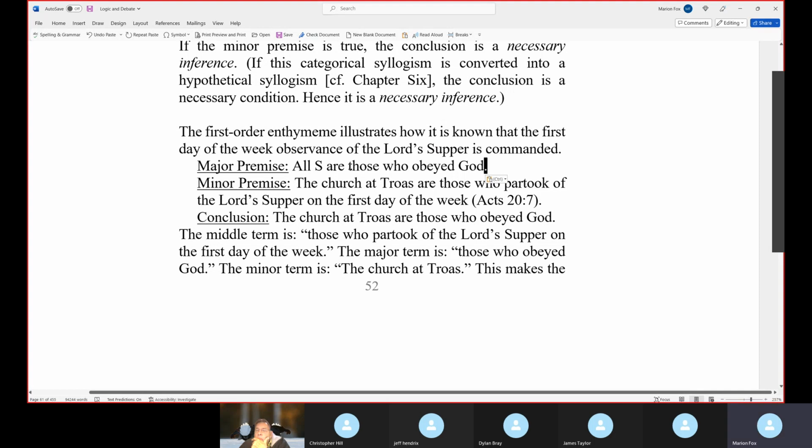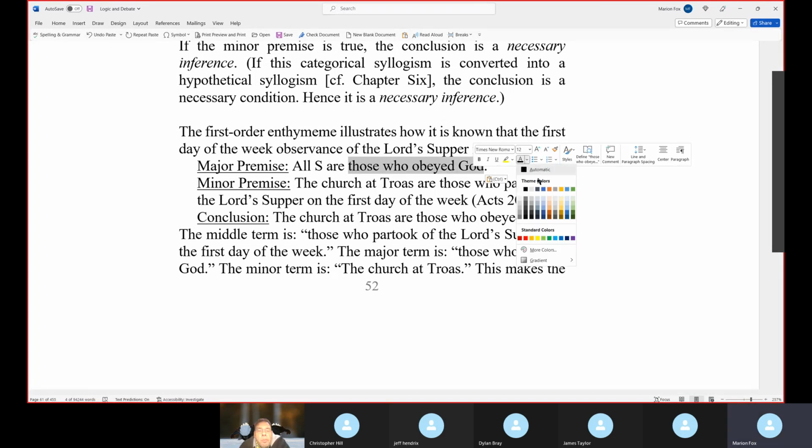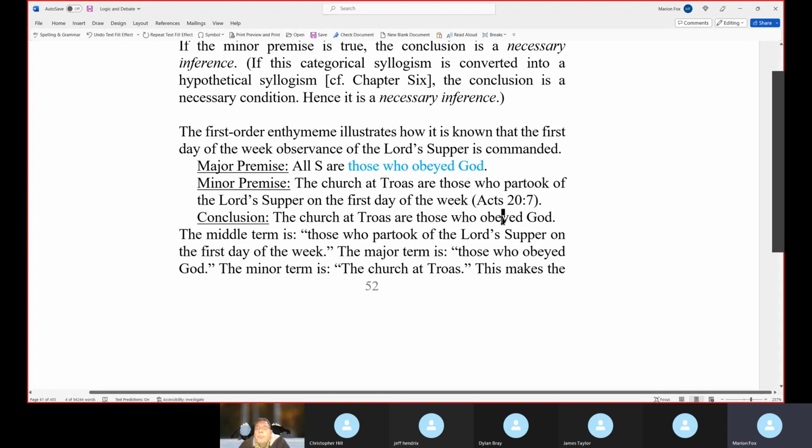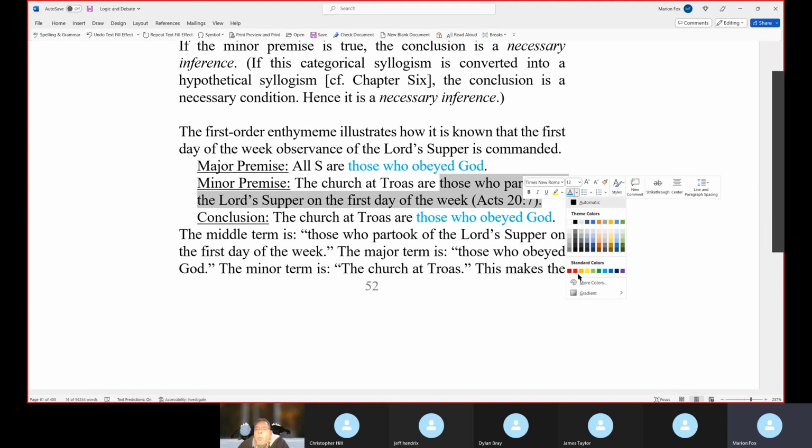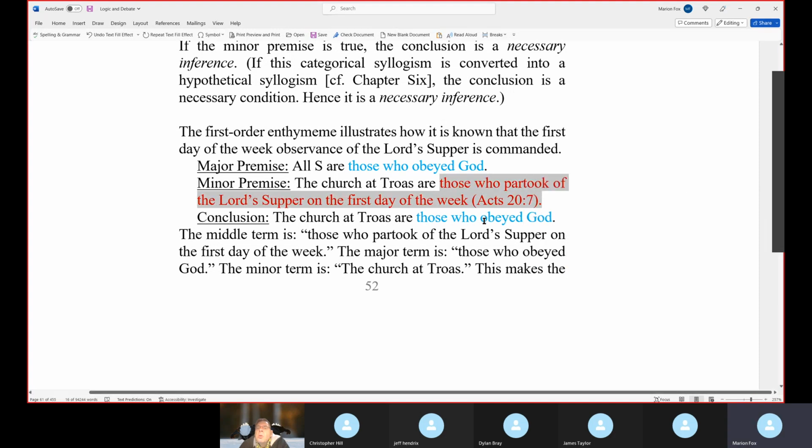Now then, we could color it. Well, I will go ahead and color it. I'll color it blue. Those who obey God, I'll make that blue. We kind of see what we've done. Then I come down here for my middle term. And so the church at Troas is your minor term. Those who partake of this right here is your middle term, so I'm going to color it red. All right. And I'll lift it up here and put it right here in place of S.